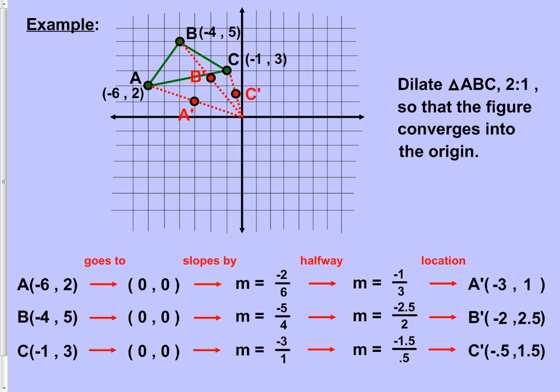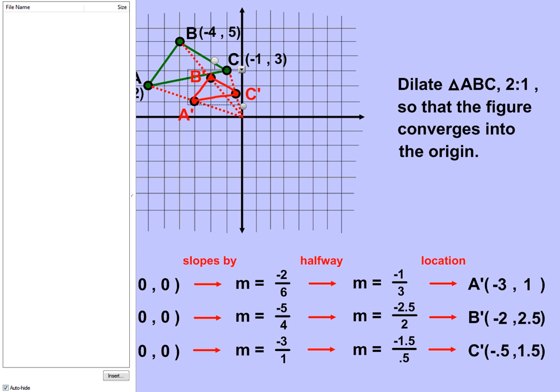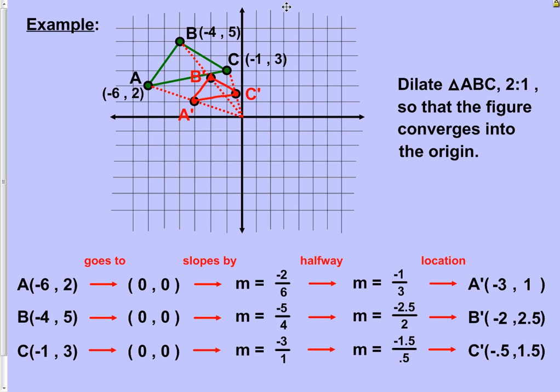Now by connecting the dots, we would end up with a graph, which I did not get a slide for, but there would be triangle A prime, B prime, C prime. Uh-oh, sorry, let me get that off the screen. There we go. So that's how this one works.